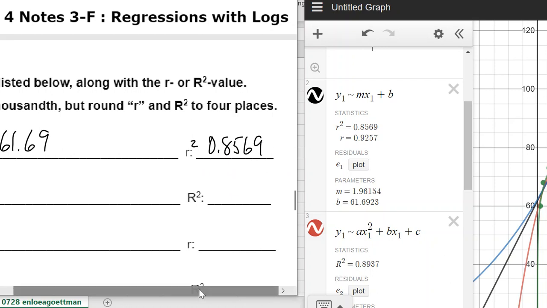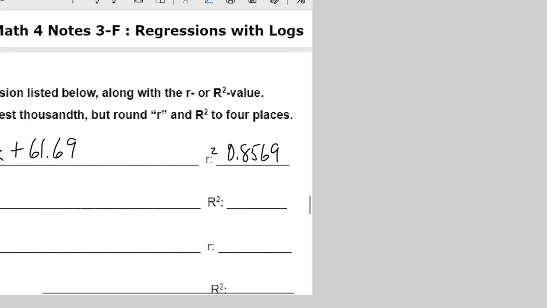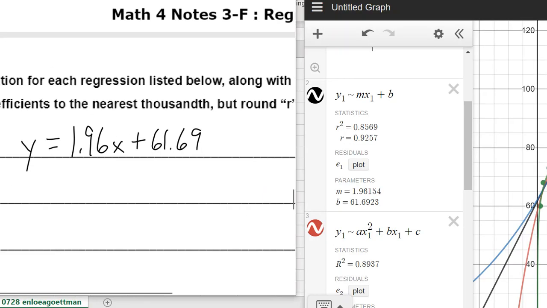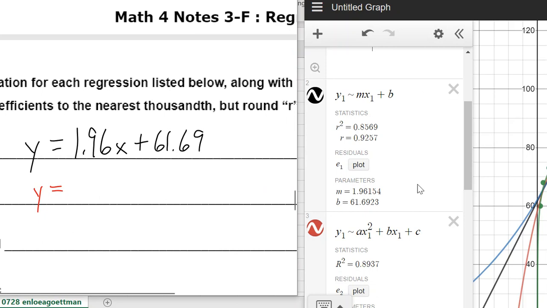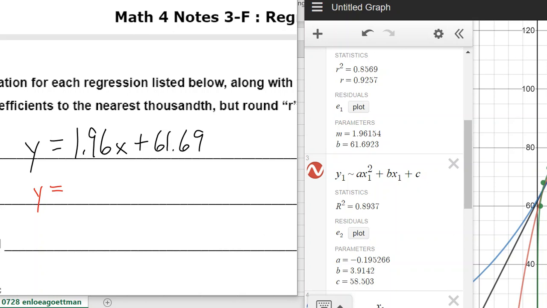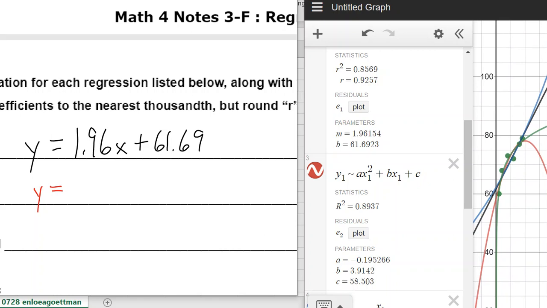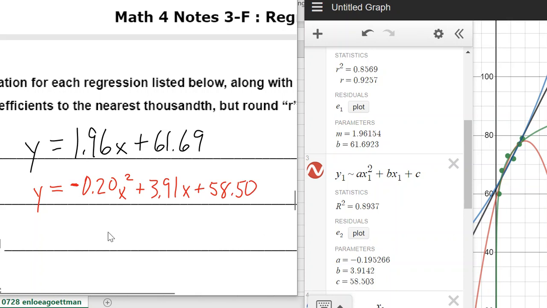All right, next is the quadratic, which is red. According to this, and I'm going to go ahead and let you see what these points are gathering like, you can see the curves already. We'll talk about this in a minute. Let's get our numbers written down first. That's going to be negative 0.20x squared plus 3.91x plus 58.50. And yes, if you're doing this to the nearest thousandth, that's going to be 3 decimal places.